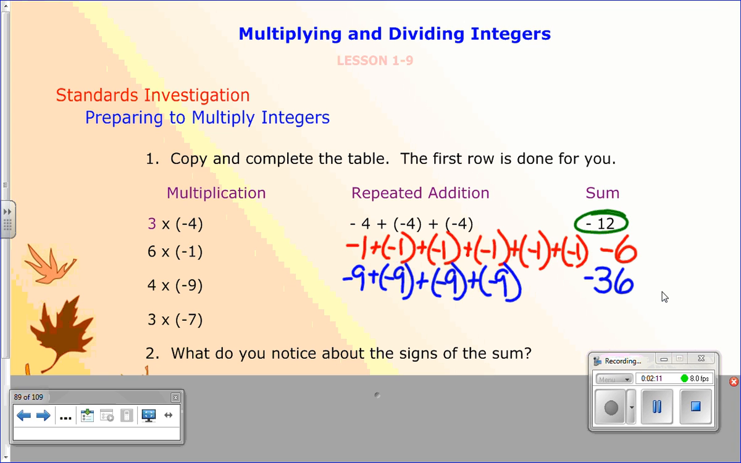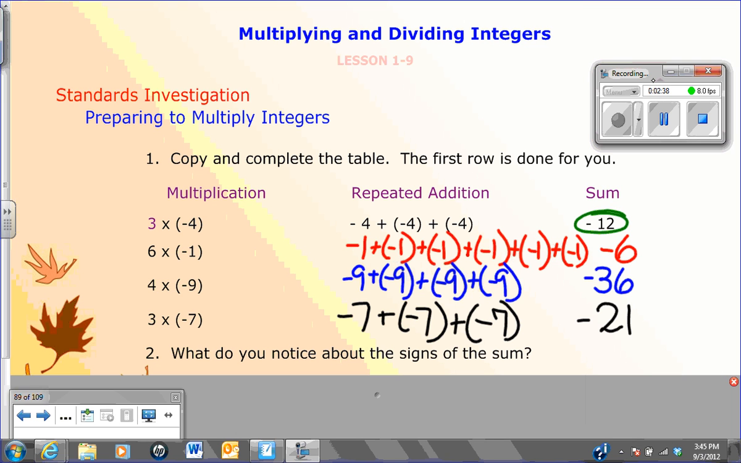And if you were to do the last one, and please do this with me as I'm going along, don't just wait for me to write it down, you can do it too. We have 3 times -7, or 3 groups of -7. So -7 plus -7 plus -7. So if I look at that repeated addition, let's see, -7 plus -7 is -14, plus -7 is -21. So 3 times -7 is -21.